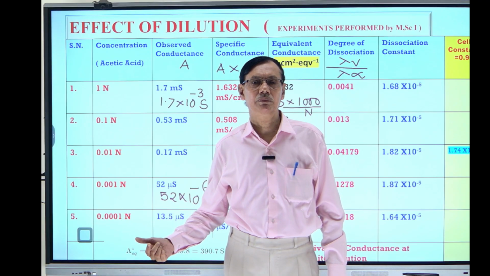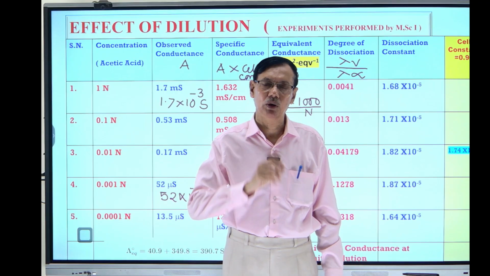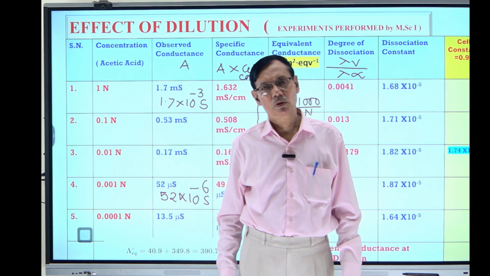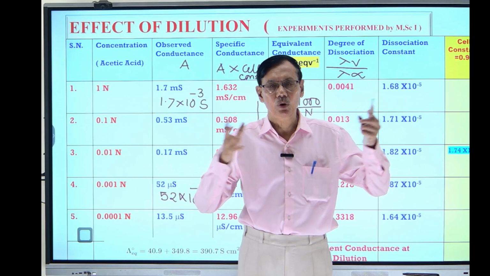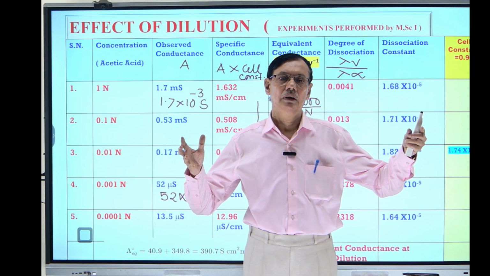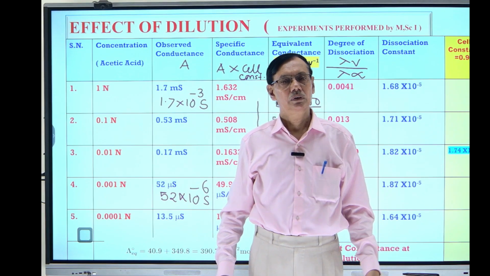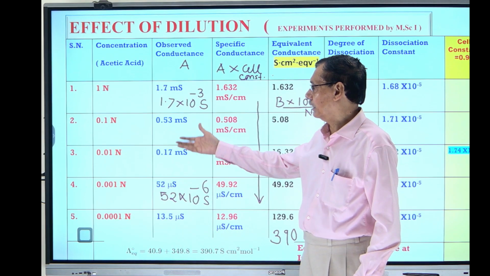observed conductance or specific, it is per unit volume. We took a small cube, so there are 4 molecules. If you dilute it, the number of molecules, ions per unit volume will be very less, they become separated. In such a big volume, here one molecule, here one molecule, here one molecule, so the movement will be very less, and therefore the specific conductance decreases.